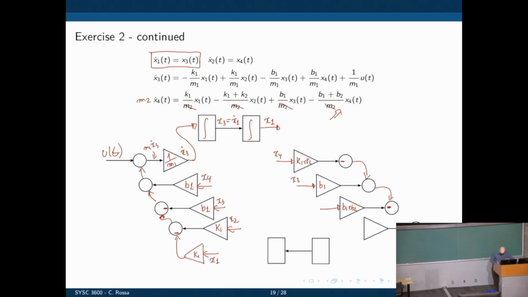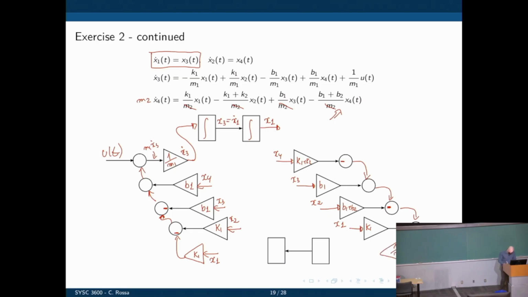And then this times X2. And then we have K1 times X1. And you're adding everybody together here. What is the result of that operation? Each of these sums is one element in X4 dot. That's the right side of the equation. That equals the left side of the equation, that is M2 X4 dot. So let's multiply this by 1 over M2 to get rid of that M2.